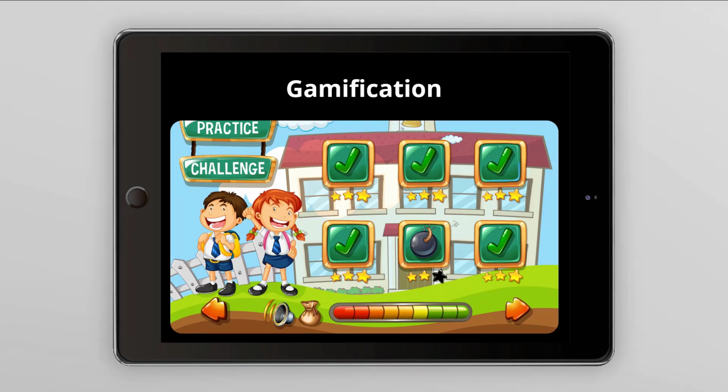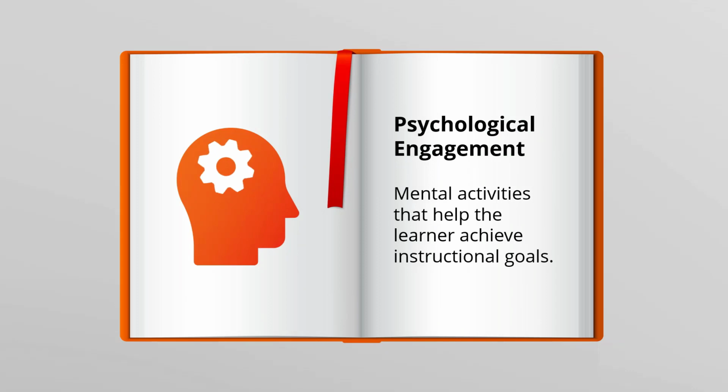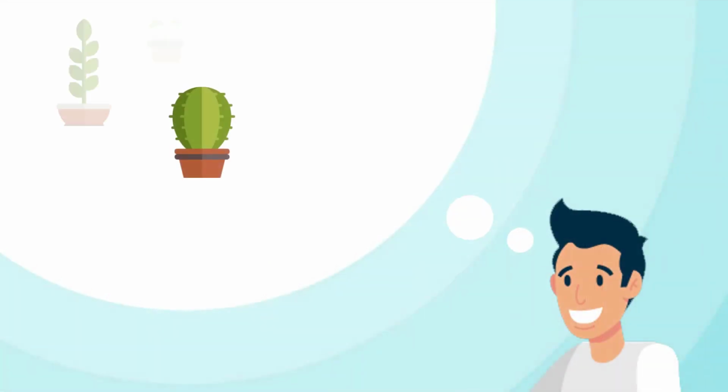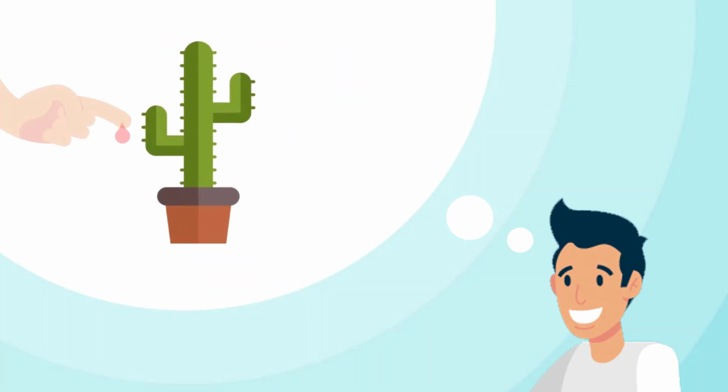The second type of engagement is psychological engagement. This refers to mental activities that help the learner achieve instructional goals. Examples include attending to relevant material, mentally organizing it into logical structures, and integrating it with prior knowledge.